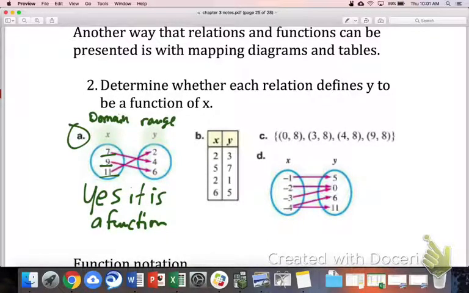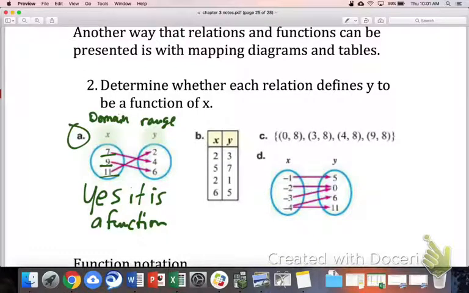D would not be because this one has 2 outputs. This could be because it has one. No, because they all have 8 as the end. This can't be a function, right? Go back to the definition of function. A function is a relationship in which every input has exactly one output. So how many outputs does 0 have? One. What about the 3? How about the 4?